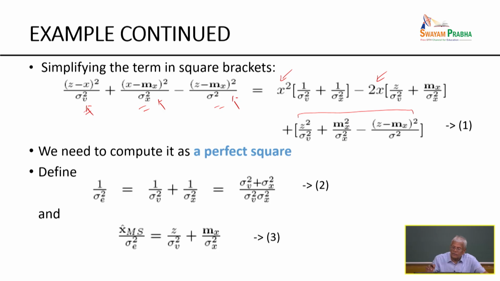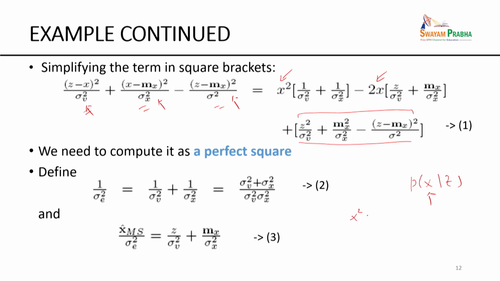If you did that, the resulting expression is x squared times 1 over sigma square v plus 1 over sigma square x, minus 2x times z over sigma square v plus mx over sigma square x, plus the rest of the terms that come out of this. Because this is a function of x, the distribution of x given z is going to be a function of x.